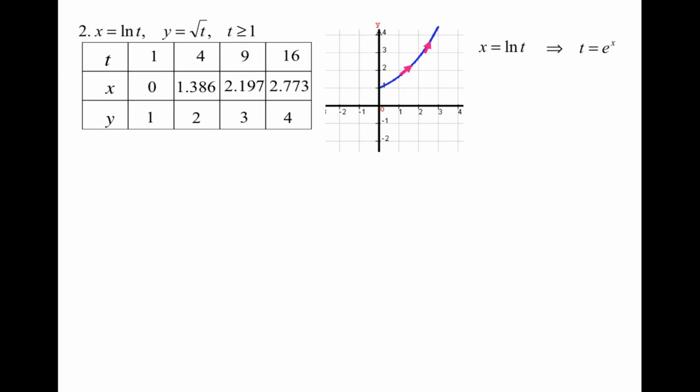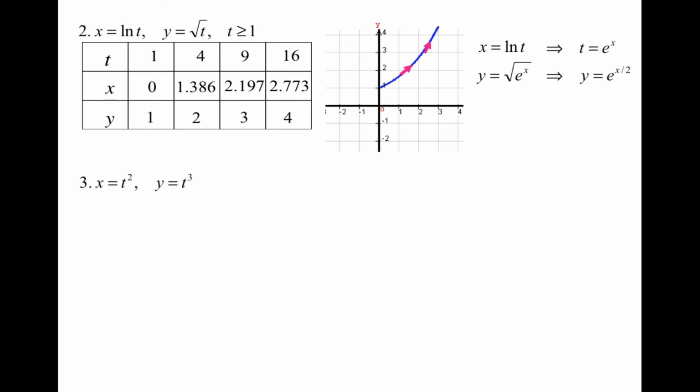Exponentiate both sides, so t equals e to the x. Plug it in to your other function, y equals the square root of e to the x, which is the same thing as y equals e to the x over 2.